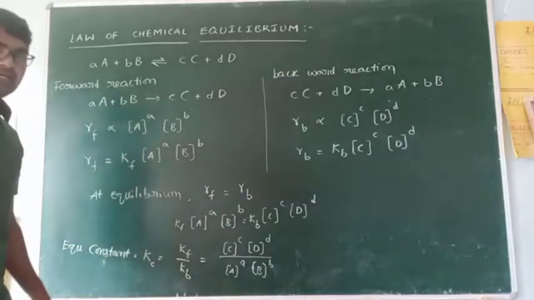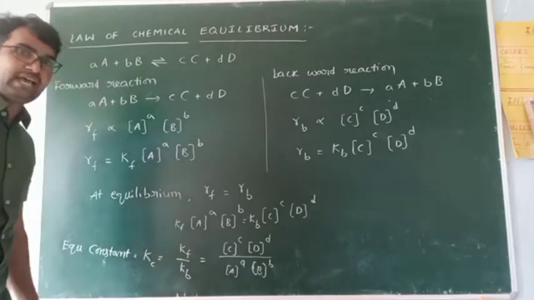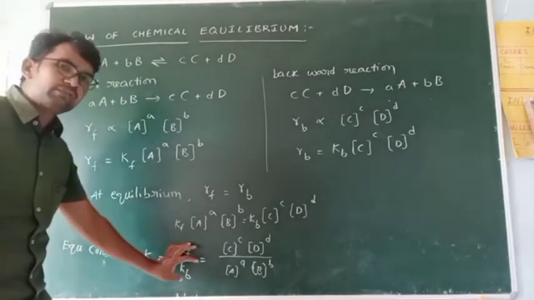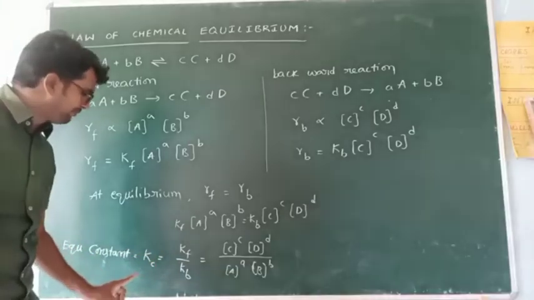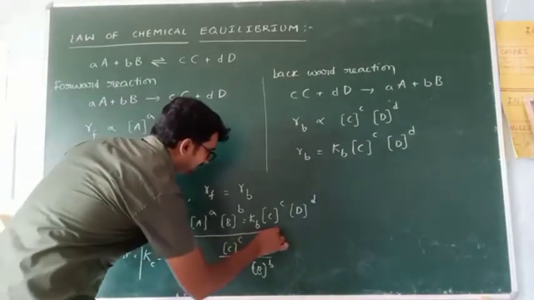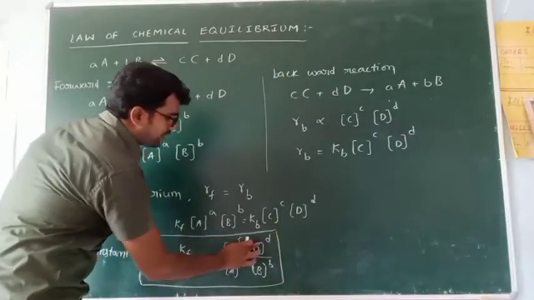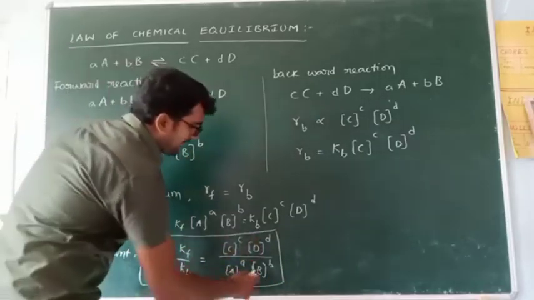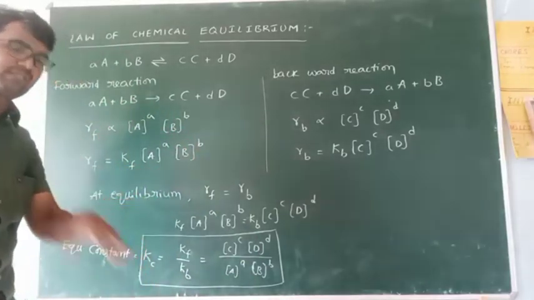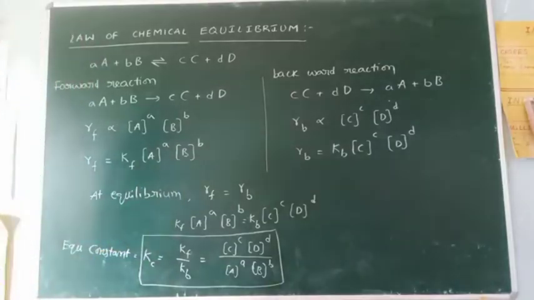Equilibrium constant in terms of concentrations. So Kc is equal to Kf by Kb, which we can write simply as the concentration of products by the concentration of reactants with their coefficients, since these two are product terms and these two are reactant terms. So remember this one.